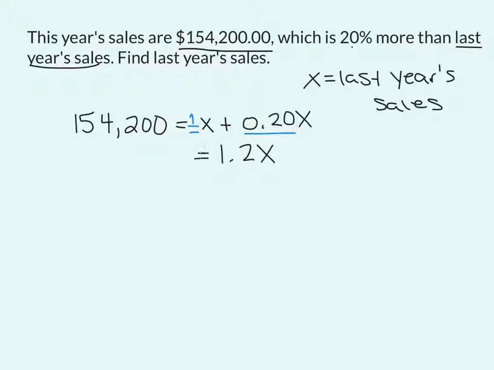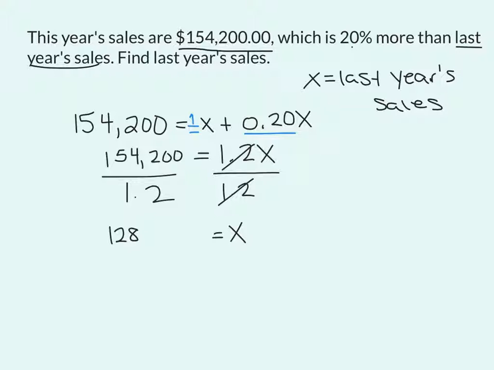So 1.2x equals 154,200. To isolate the x, we'll just divide both sides by 1.2. That gives me a single x on the right side, and 154,200 divided by 1.2 gives us a value of 128,500. So that means that last year's sales were $128,500.